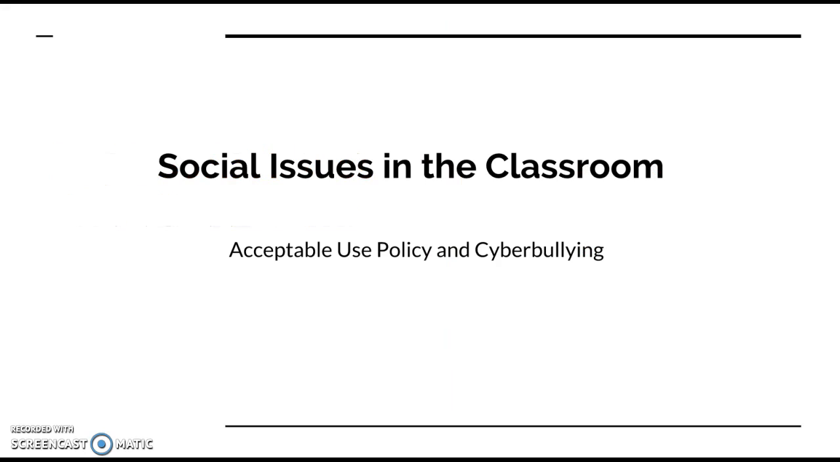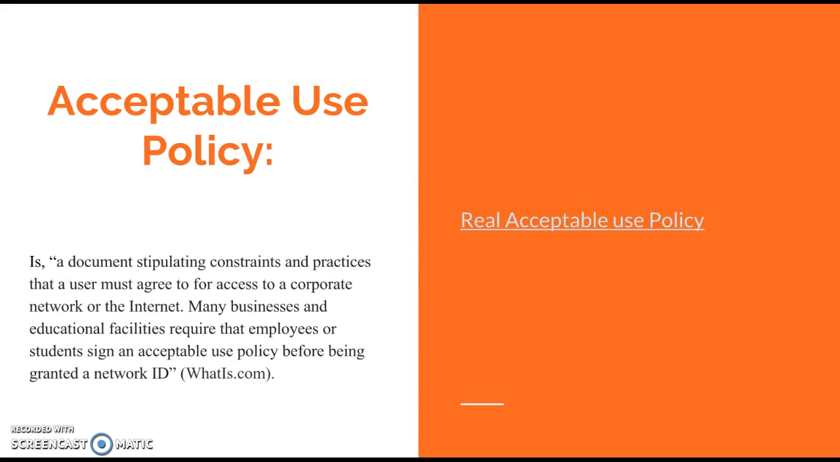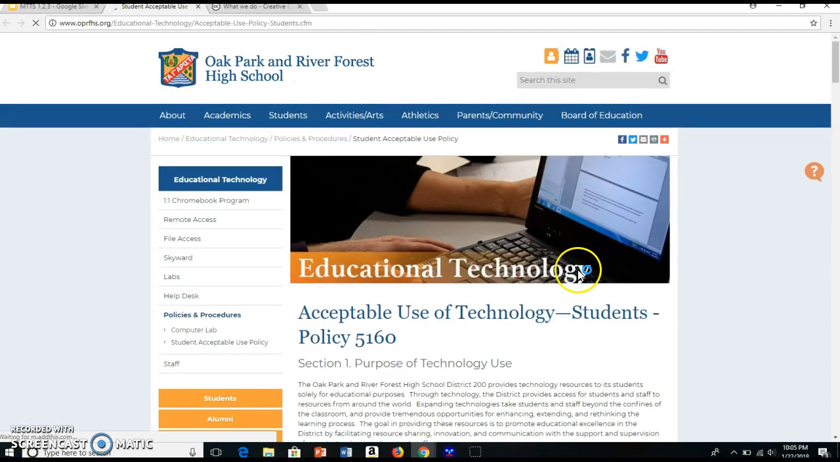Social issues in the classroom, the acceptable use policy, and cyberbullying. The acceptable use policy is a document stipulating constraints and practices that a user must agree to for access to a corporate network or the internet. Many businesses and educational facilities require that employees or students sign an acceptable use policy before being granted a network ID. So the best way to learn about this is to go and just look at one.